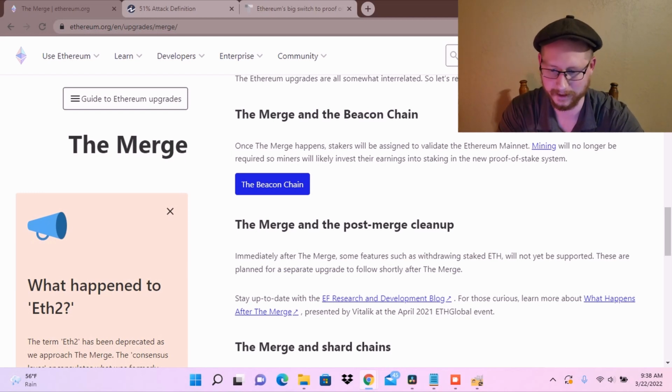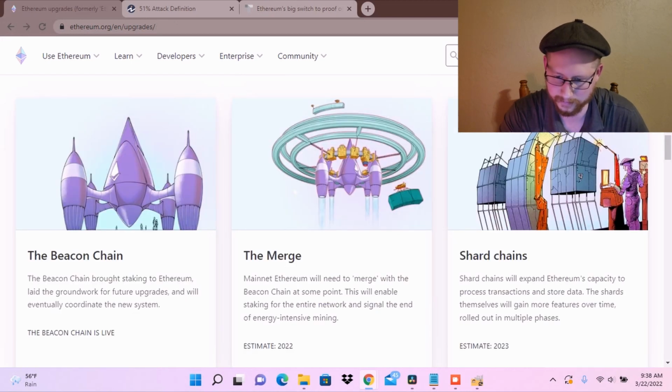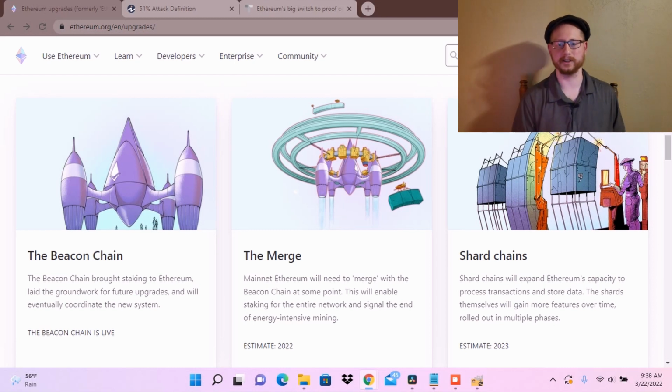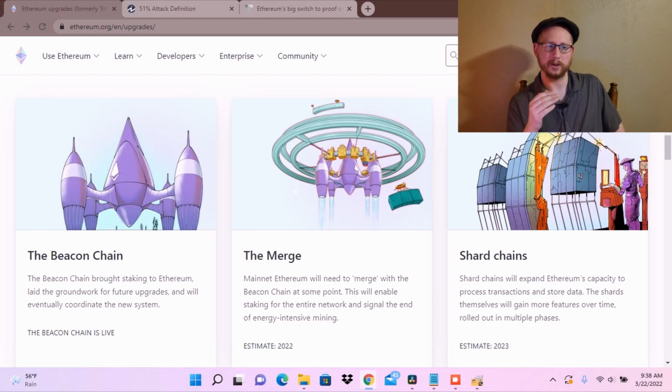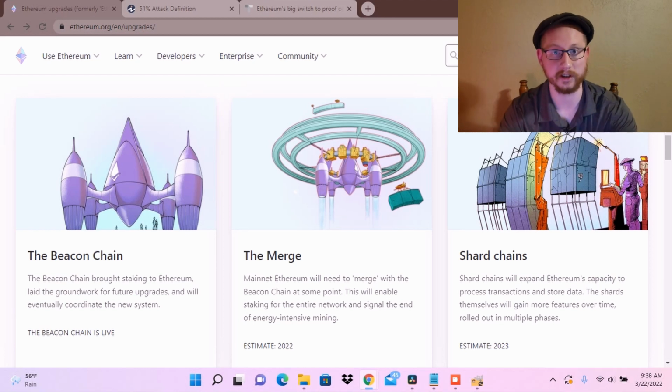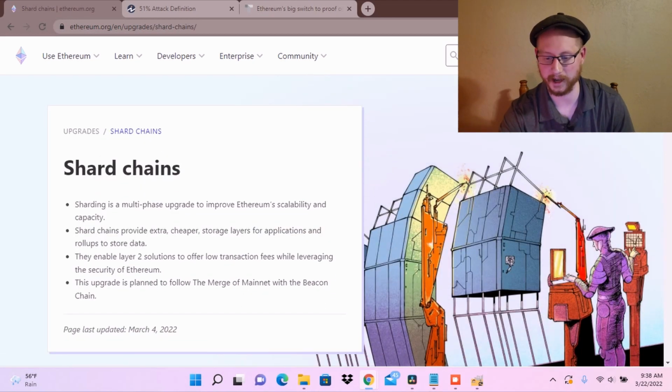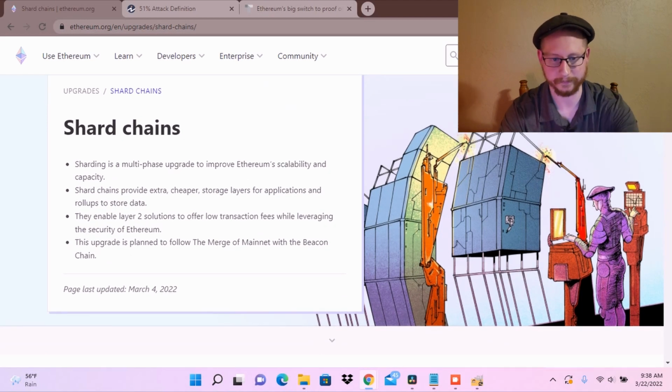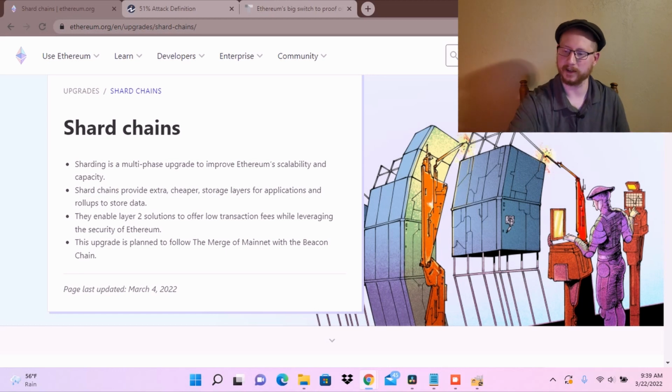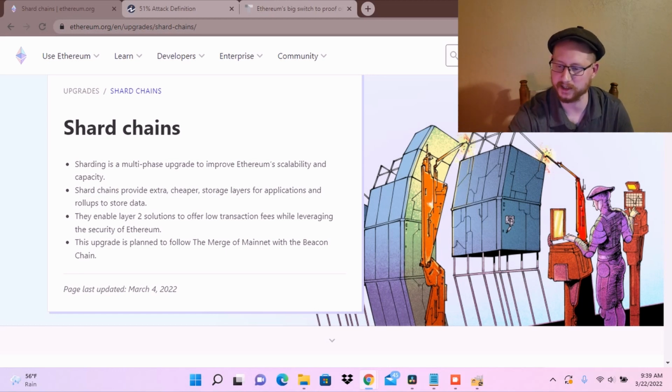All right. Let's make sure I covered everything in here. So to reflect, the merge is the part where the two parallels come together, and you go from the way it was to the way it's going to be. And the merge, like I said, is supposed to happen this year. Of course, they could always push it back, but it's supposed to be June or August from what I'm hearing. So this last piece is supposed to be estimated for 2023. Shard chains will expand Ethereum's capacity to process transactions and store data. The shards themselves will gain more features over time, rolled out in multiple phases.